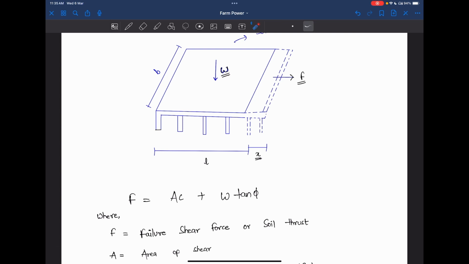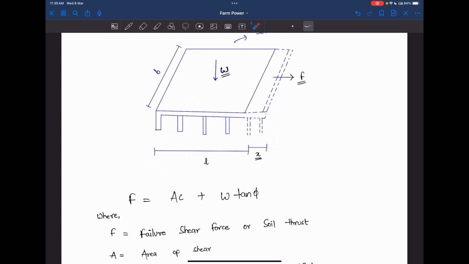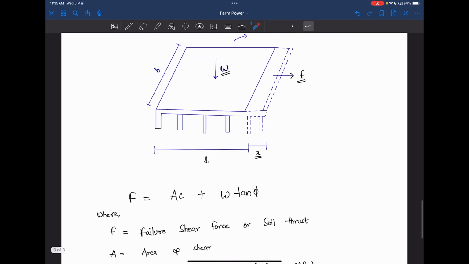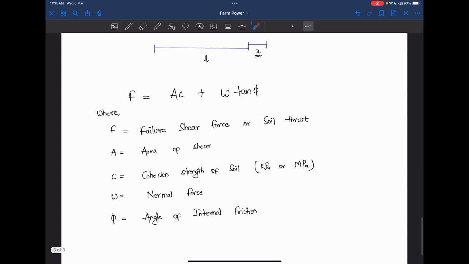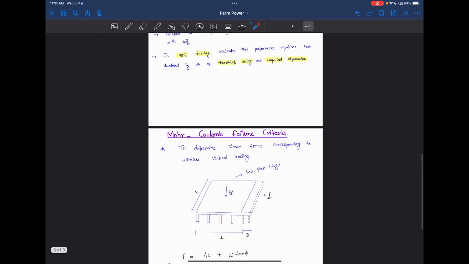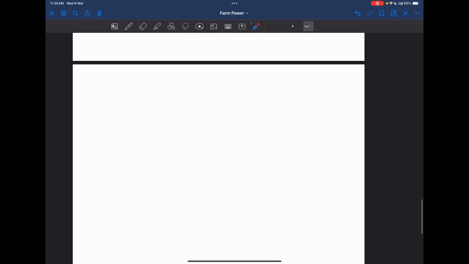If W is more, then the lugs will go deeper inside the soil, such that the soil will have more strength, or more soil will grip the lugs very nicely, such that it won't move very easily. So after doing a lot of experiments, he came to know that F is equal to AC plus W tan phi. So till now we have read about these two things. Let's read something more.